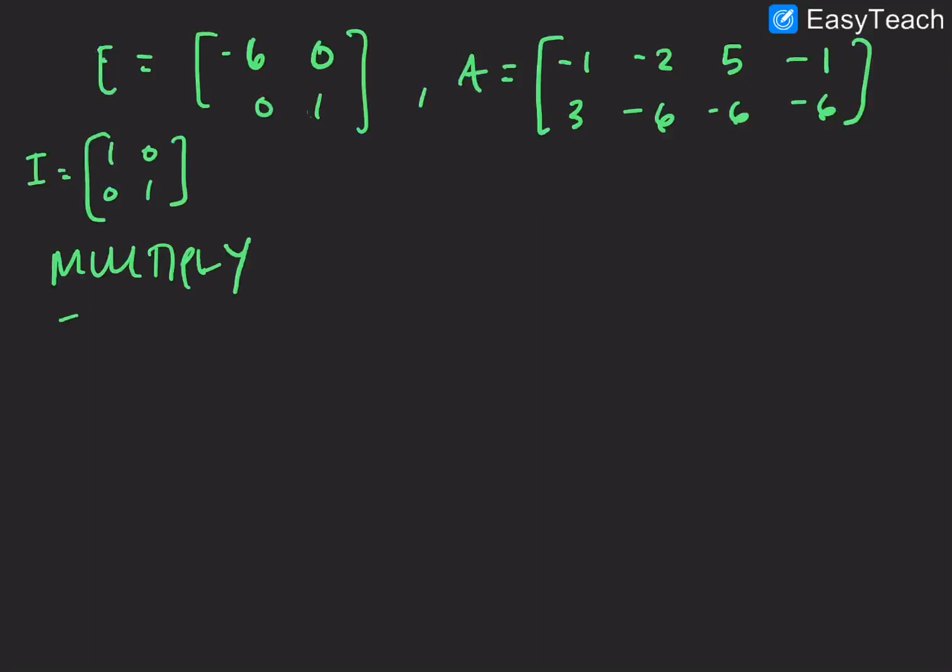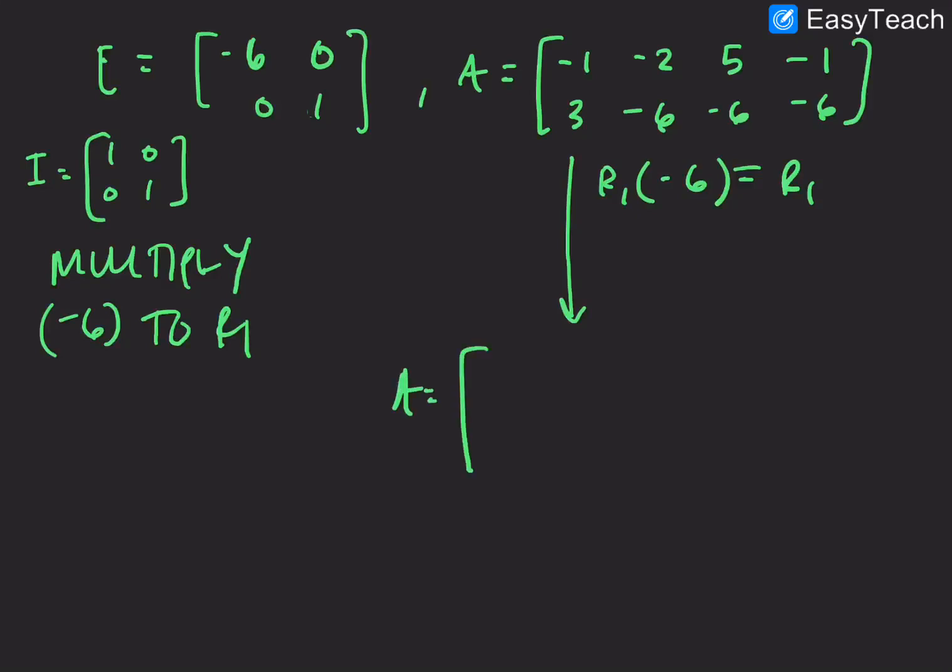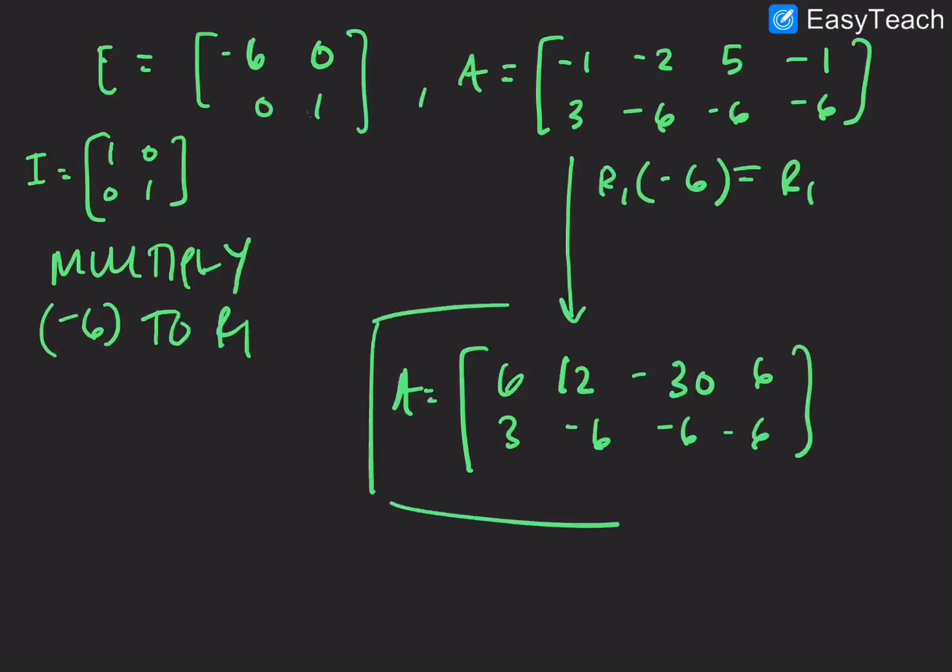So in order to get the corresponding A matrix, what you have to do is multiply row 1 by -6, which will give me my new row 1. So we'll get 6, 12, -36, 3, -6, -6, -6. So that's the correct A matrix that corresponds to this elementary matrix. So that was a good problem to have.